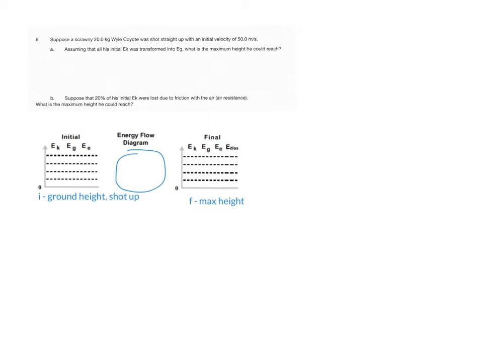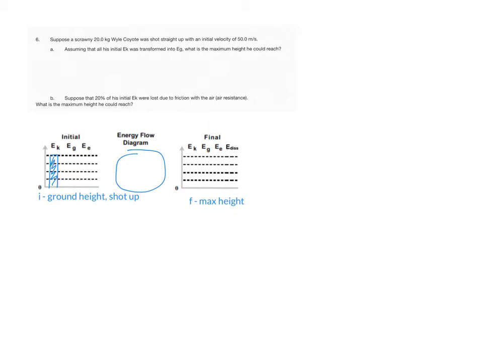So the types of energy that we have at ground height: no gravitational potential energy, because we'll set that to be our reference height. Our elastic energy, we don't have a spring or an elastic, so we won't take that into account. But Wiley will have lots of kinetic energy, so we'll do 4 bars of kinetic energy.